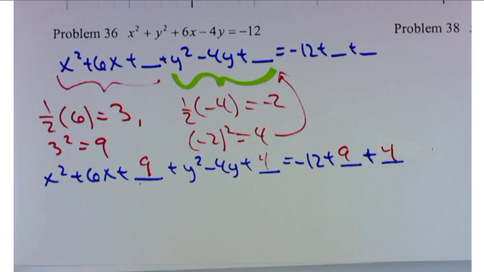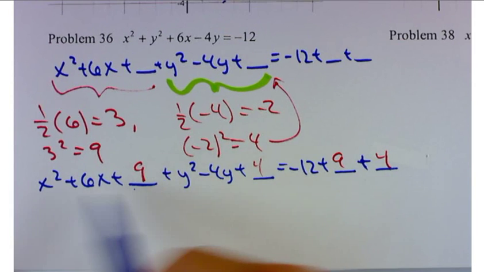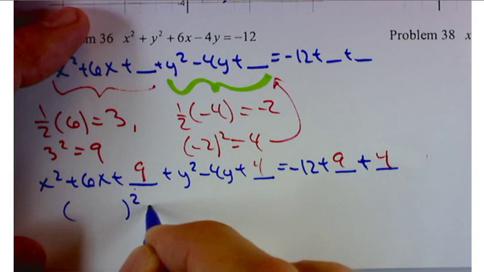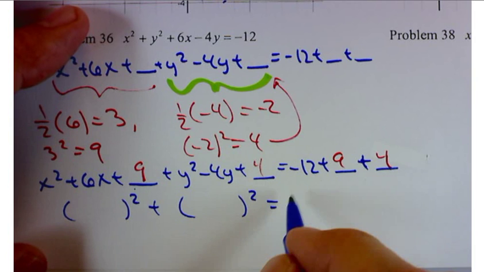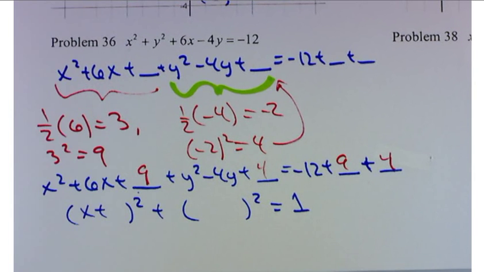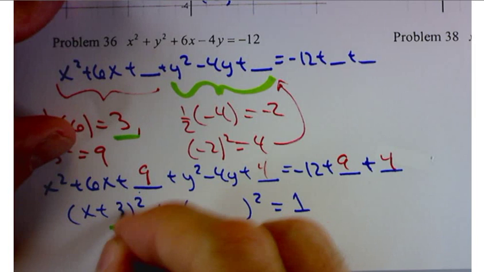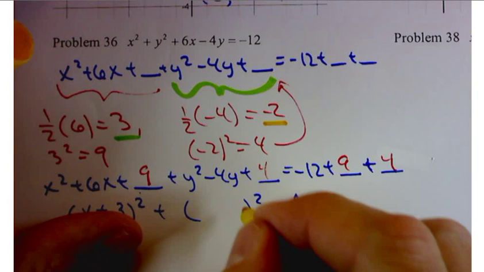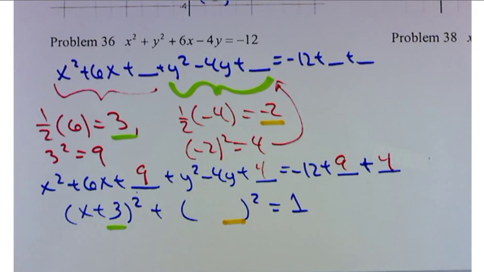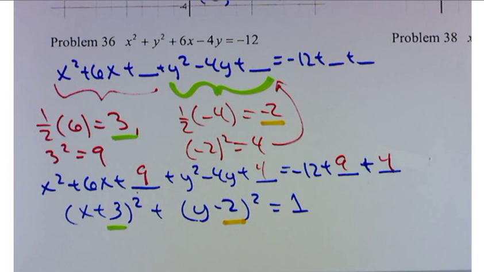On the left-hand side, this is now a perfect square. What do I square to get this? On the right hand side, I get a 1. But what do I square to get that? Yeah, this number here is always going to be this number here, x plus 3. And likewise, that number here is going to be down here. What's the rest of this here? All right, so x plus 3, y minus 2, both of those squared.